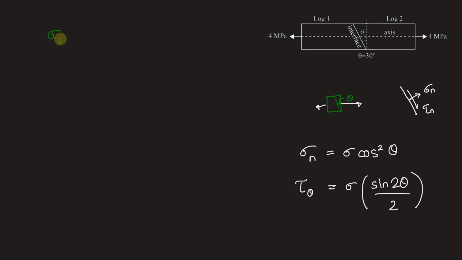We have maximum normal stress on this plane inclined at 30 degrees will be equal to 4 MPa, which is the stress value at far face, into cos square 30 degrees. So sigma n will be equal to, cos 30 is root 3 by 2, so it is 4 into root 3 by 2. Don't forget to take the square, which is equal to 2 square is 4. 4 by 4 gives us 1 and root 3 square is 3. So it is 3 megapascal.